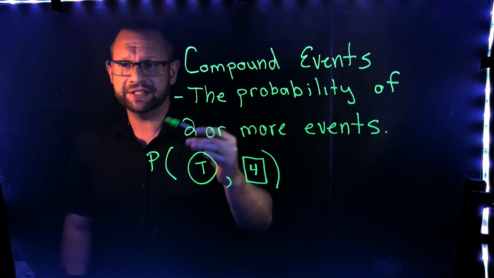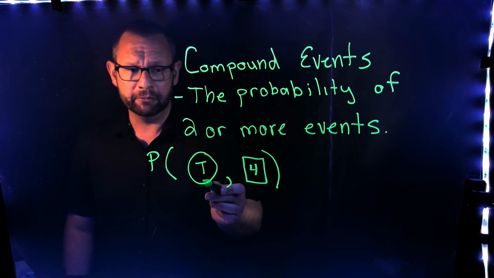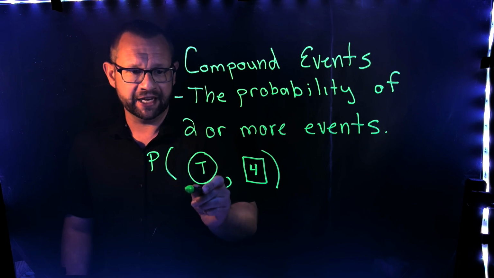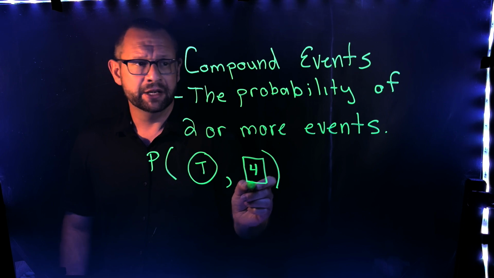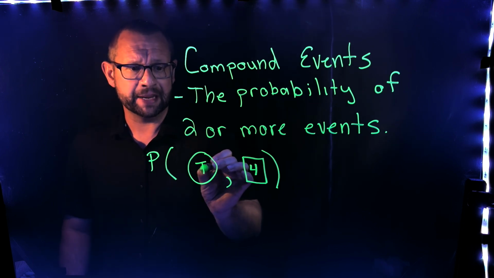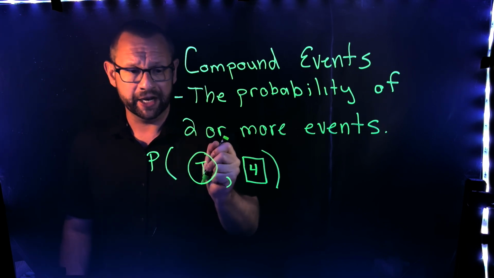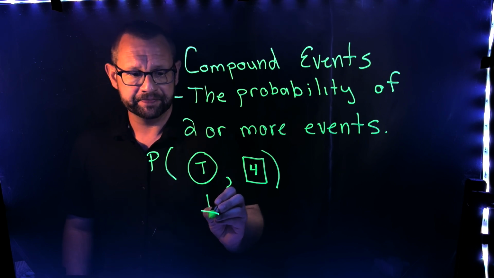A really basic example of that would be, imagine I'm flipping a coin and then I'm rolling a number cube. And I want to know the probability of the coin landing on tails and then the number cube landing on the number 4. The way you do this is you first come up with the probability of each separate event occurring on their own. If I'm flipping a coin, the probability of getting a tails is 1 out of 2.